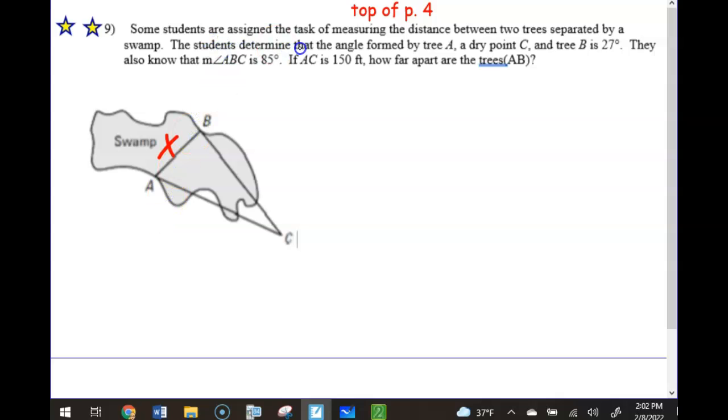The students determine that the angle formed by tree A, dry point C, and tree B is 27. So if I give you 3 letters, where does the angle measure go? In the middle, so at point C is 27 degrees. Then it says they know that angle ABC is 85, so where am I going to write 85? At B. And it says A to C is 150, so that's this guy down here.